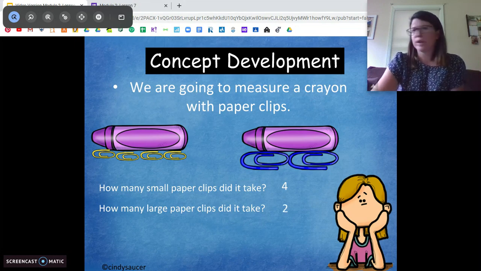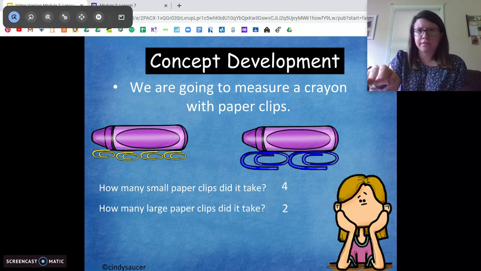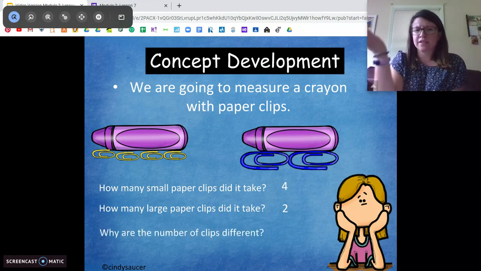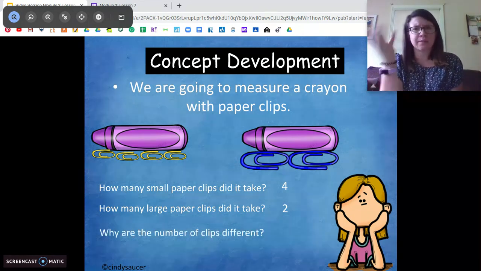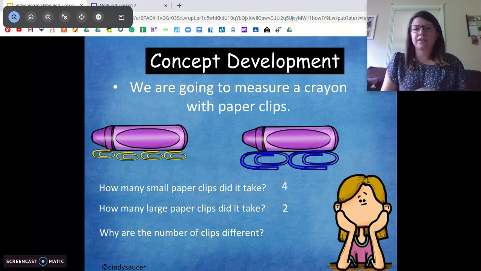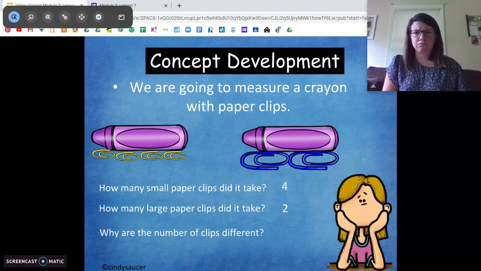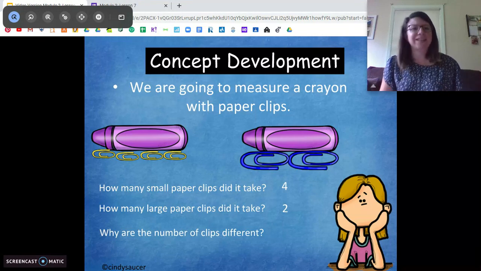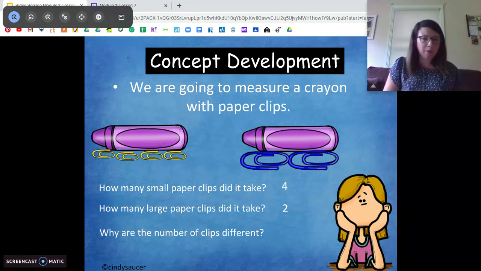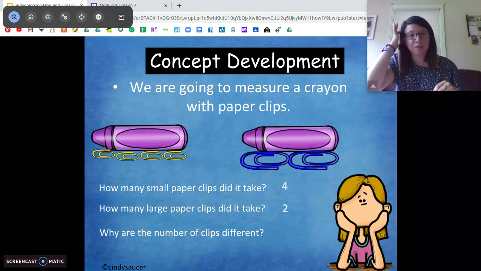2. Wait a second. We used paper clips. Why is it different? Talk to somebody at home. Why is the number of paper clips 4 and 2? It's the same crayon. We used paper clips. Why is it 4 and 2? Yes, exactly. Because the paper clips are different sizes. We had small paper clips and we had large paper clips.